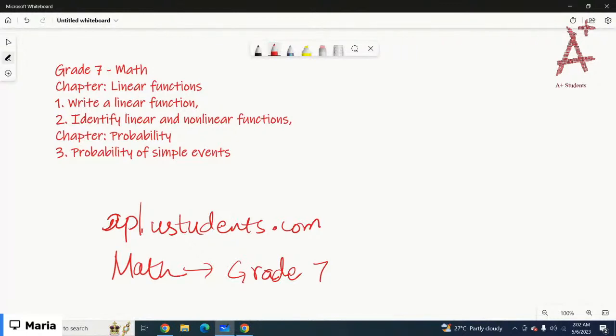We're going to start with the chapter linear functions. And the lessons we're going to cover today are write a linear function, identify linear and nonlinear functions. Then we'll start the new chapter, that is probability. The lessons we're going to cover today are probability of simple events.